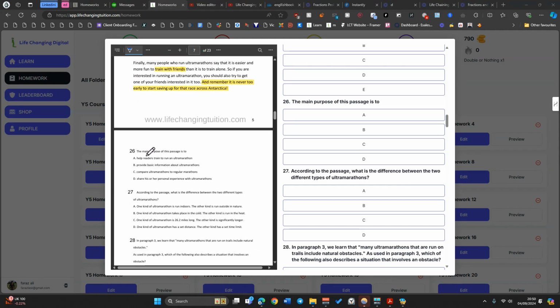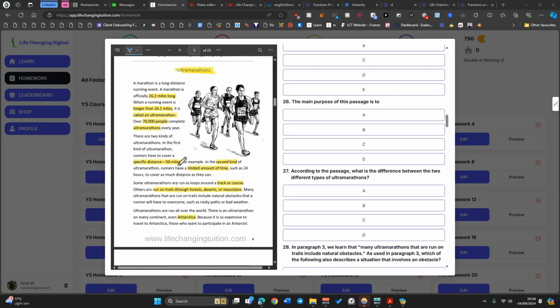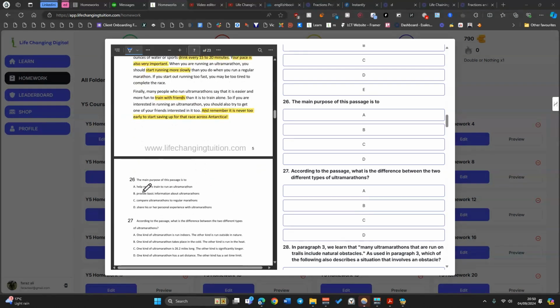So if we look at question 26, the main purpose of this passage is to help readers train and run for an ultramarathon. Well, it does give some advice, but also it gives information. If you look at the start, it's probably aimed towards people who don't actually know about ultramarathons because it's explaining it, so it shouldn't be A. Provide basic information about ultramarathons. That seems pretty accurate. Let's look at the other options. Compare ultramarathons to regular marathons. It doesn't really do any comparison throughout the passage. Share his or her personal experience. There is no personal experience mentioned in the passage, so the answer here is B.